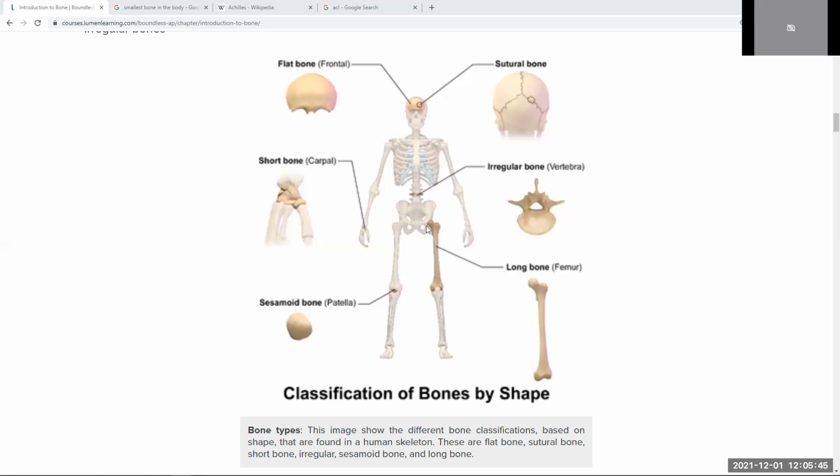Anyhow, so you do have the long bones. You have the sesamoid bone, an example of which is the patella, which is your kneecap. Then you have short bones, which are found in the carpals. And then you have flat bones and your sutural bone.